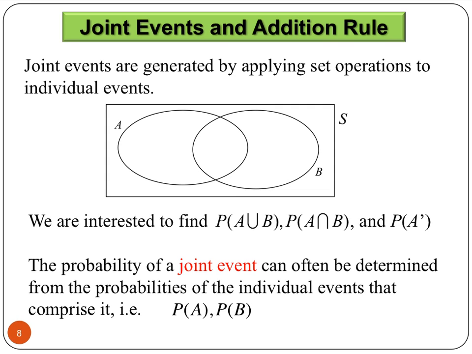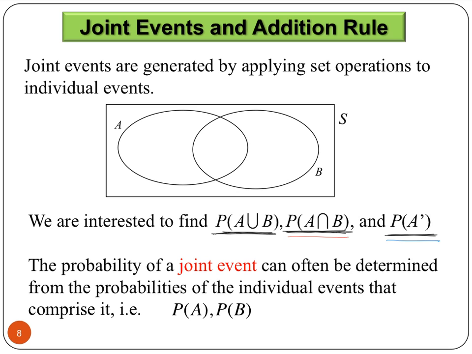Now, another important thing to look at is the situation of joint events, right? Joint events are generally generated by applying set operations to individual events. And in particular, the most important joint events that we're concerned about are the probability of the union of 2 events, the probability of the intersection of 2 events, and the probability of the complement of an event. And let me mark those with different colors so that we can show them easily on the graph.